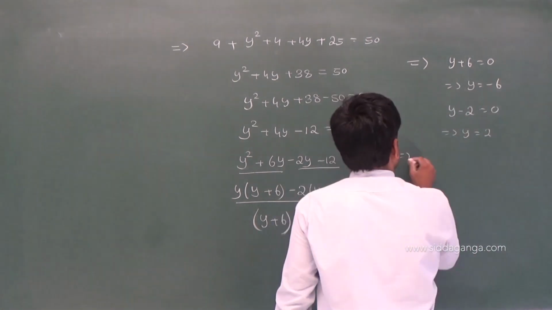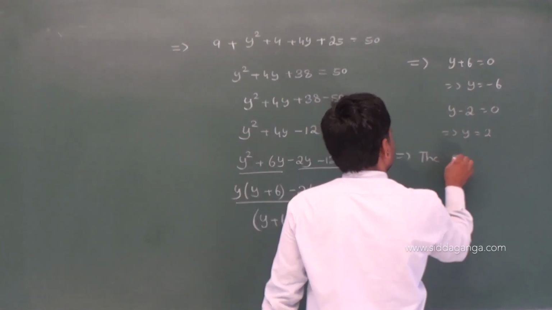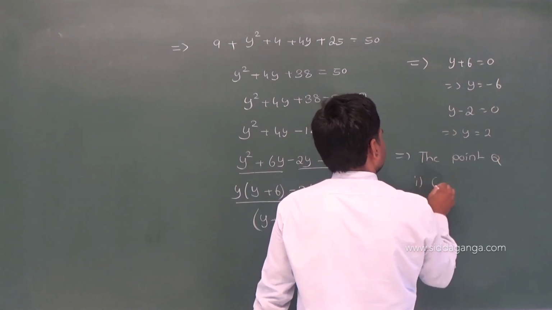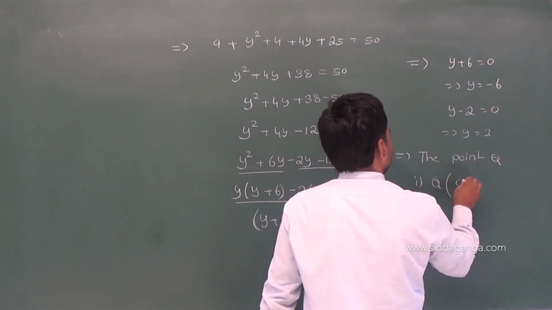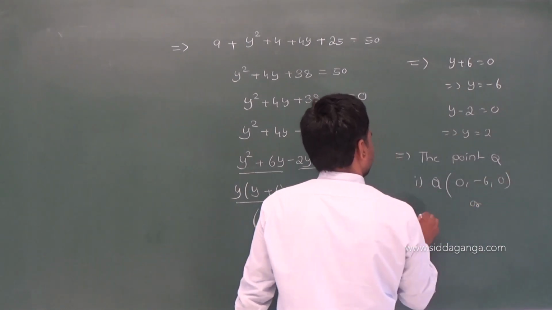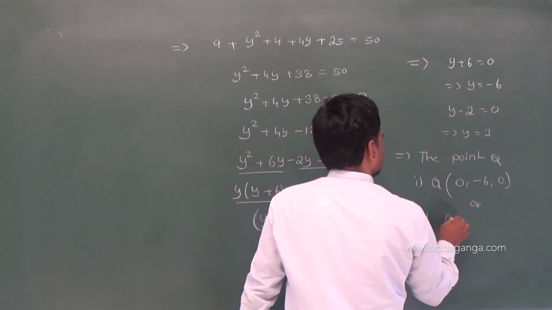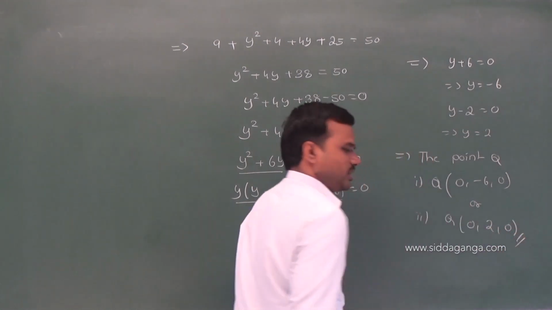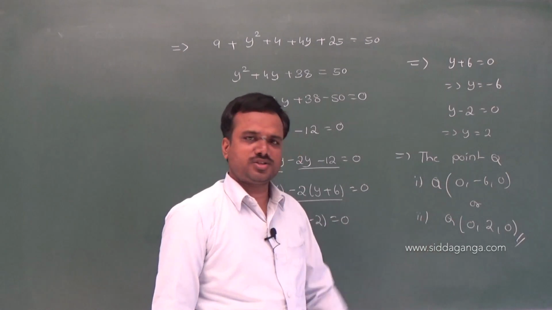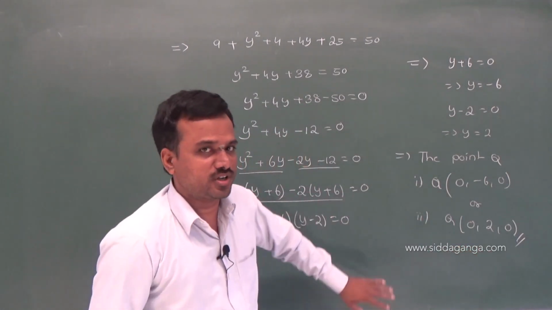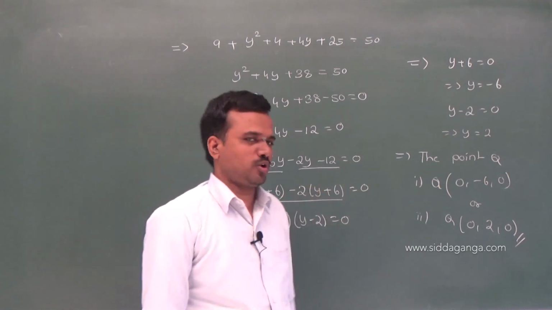Then that implies the point Q, first one, what? 0 comma minus 6 comma 0, or second one, 0 comma 2 comma 0. Yes, 0 comma minus 6 comma 0 or 0 comma 2 comma 0. Understand? Okay, we solve one more problem.